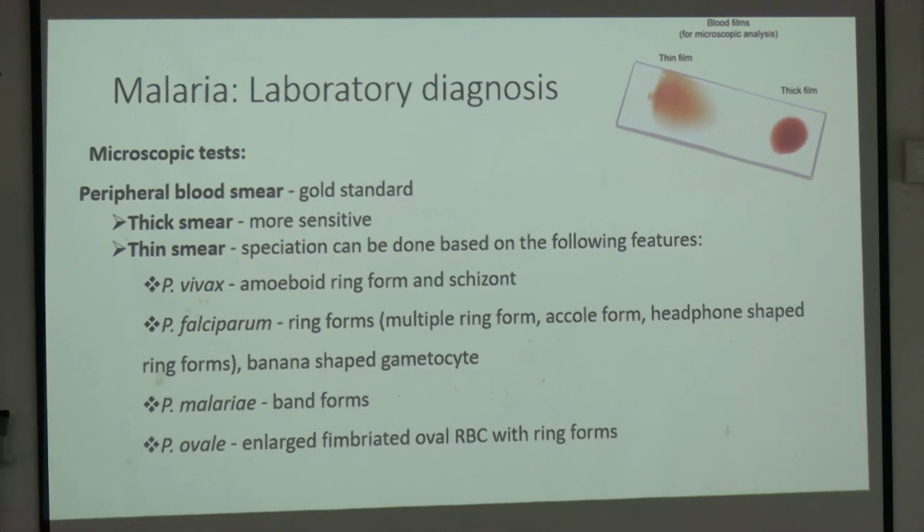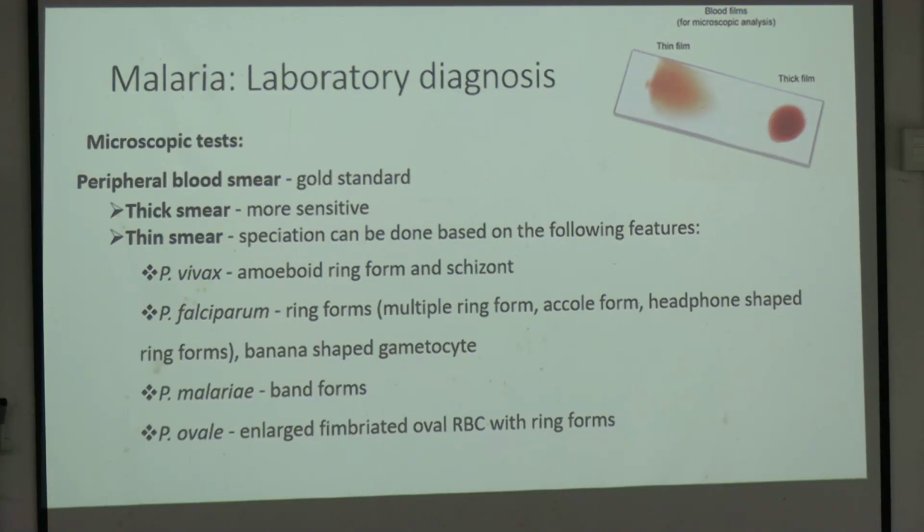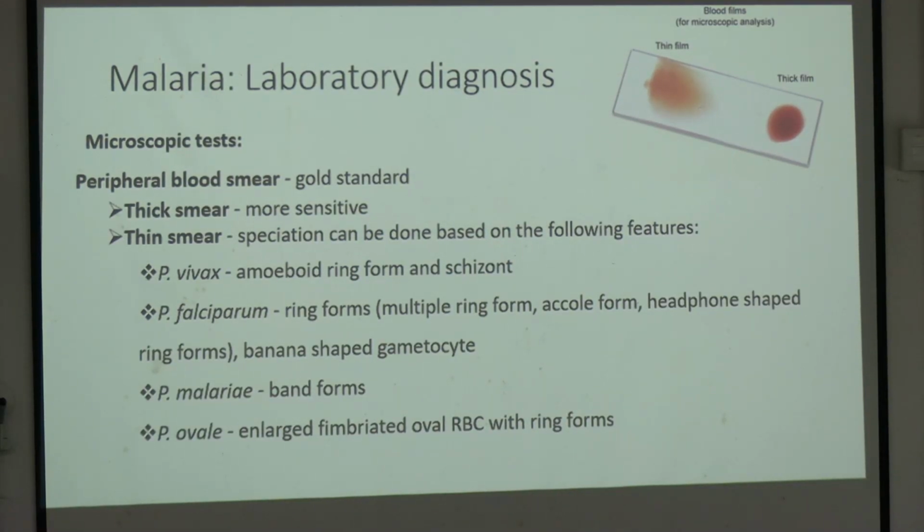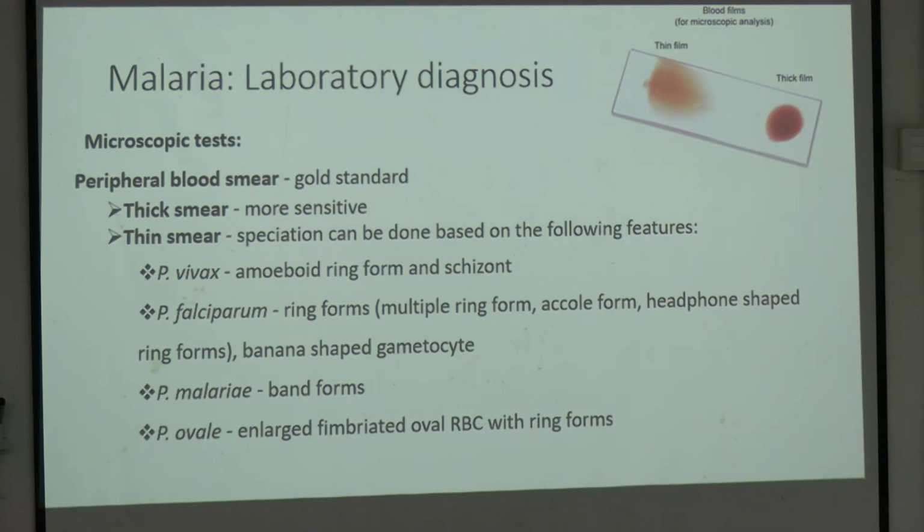Coming to laboratory diagnosis, the best method of laboratory diagnosis for malaria, which is still relevant, is examination of the peripheral smear. Whenever we are advising for the peripheral smear, we have to look at both the thin smear and the thick smear. The thick smear is for quantification of the parasite and the thin smear is for identification of the parasites.